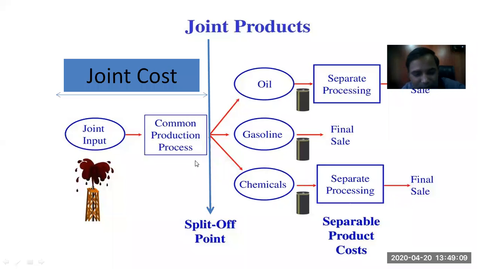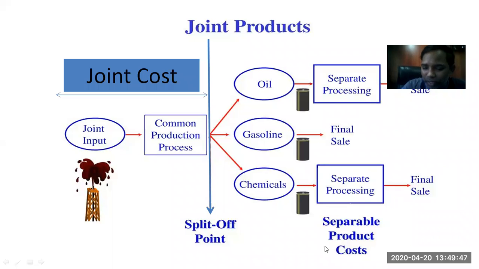Till that point, whatever cost is incurred is known as joint cost. This point itself is known as the split off point. And once after this split off point, if any of the products needs separate processing, that means the product is still not available for sale and you need to process it further, any cost incurred after the split off point will be termed as a separable cost.